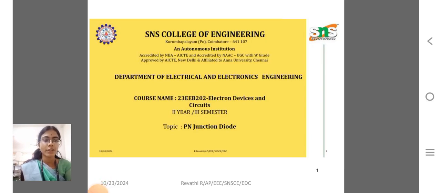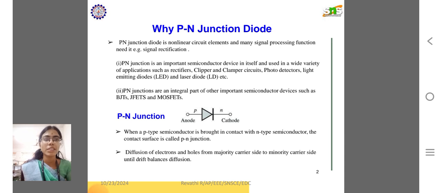In this lecture series video of electron devices and circuits, today's topic is the PN junction diode. So, why is the PN junction diode named as PN junction? The PN junction diode is a non-linear circuit element, and many signal processing functions need it, that is signal rectification. A PN junction device is a type of semiconducting device. It is widely used for applications like rectifiers, clippers, clampers, etc., photodetectors, light emitting diodes, and laser diodes. Overall, diode based components are always built up by using a PN junction diode.